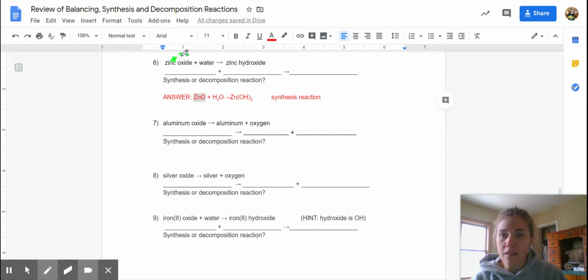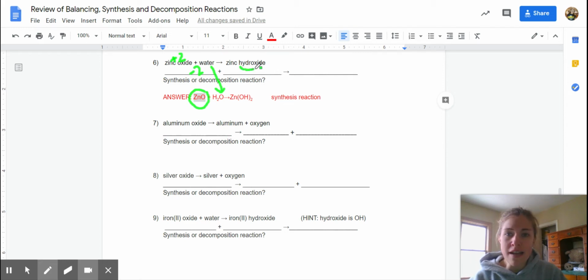+2. Oxide or oxygen has a charge of -2. So when we do the crisscross, we just get ZnO. And water, you guys all know hopefully what water is. And then on the other side, we have zinc hydroxide.